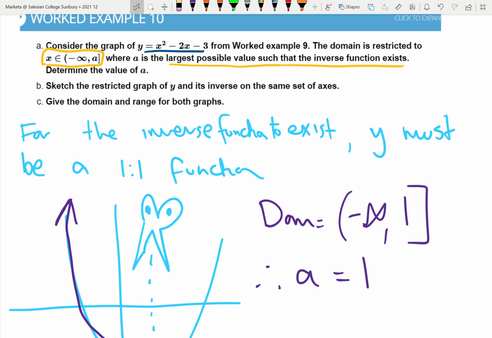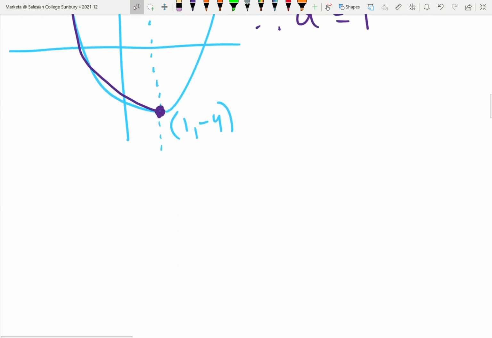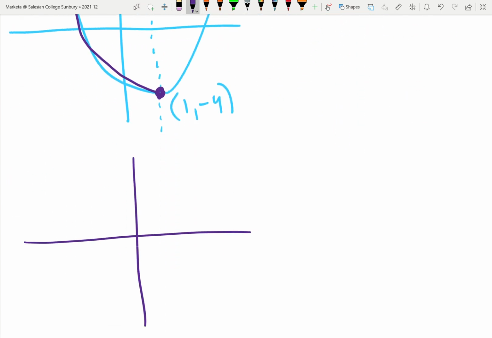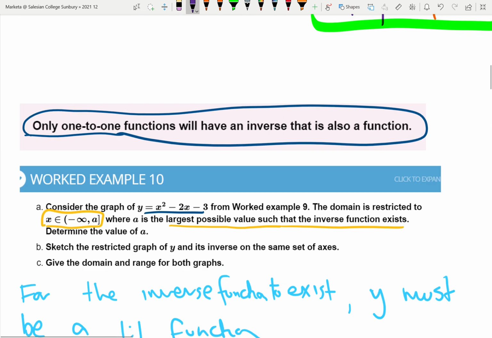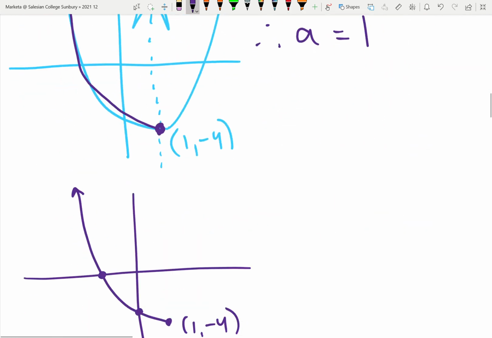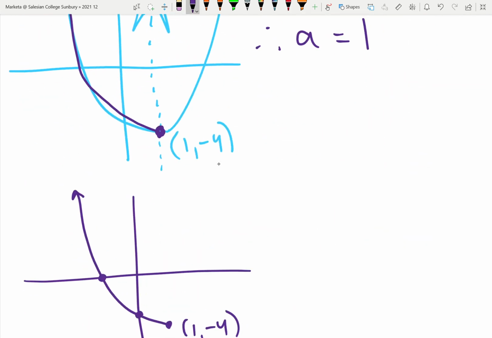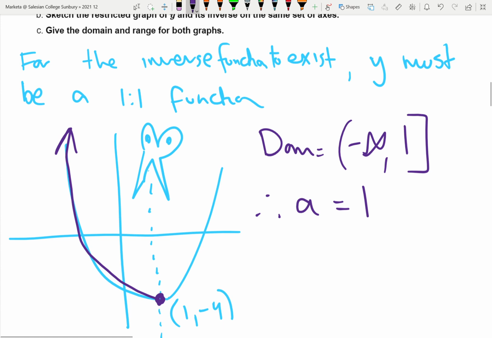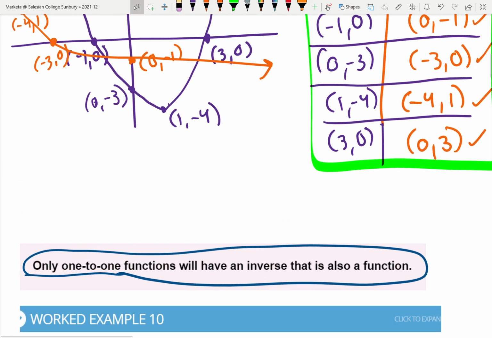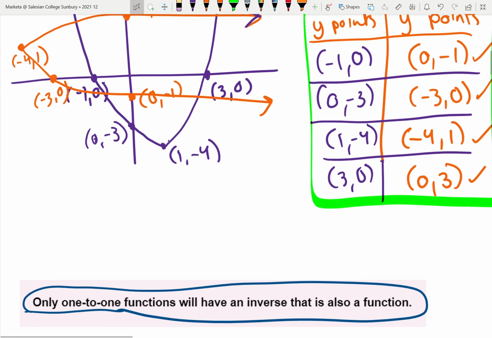Sketch the restricted graph of y and its inverse on the same set of axes. Okay, so I'll move down a bit. The restricted graph, we've already got it up there, but I'll draw it again. And I'll put in these points. So 1, negative 4, I think it was negative 3, but I'll just double check. Negative 3 and negative 1, okay. And what was it? Negative 1. Okay, so they were the 3 points that we had, which were that side of the function when we restrict it.